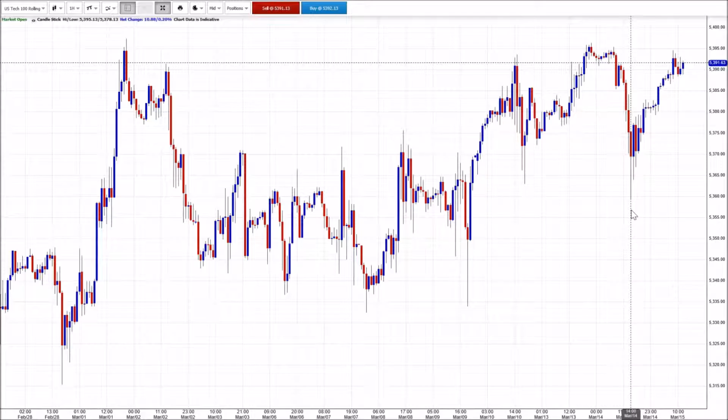Not that volatile. It's not like the Dow. It doesn't move a couple hundred points a day sometimes. It moves maybe 50 points, 60 points a day. So if you've maybe never traded indices before and fancy dipping your toe in, then the NASDAQ is an interesting one to have a go with. But I think we'll start wrapping things up there.